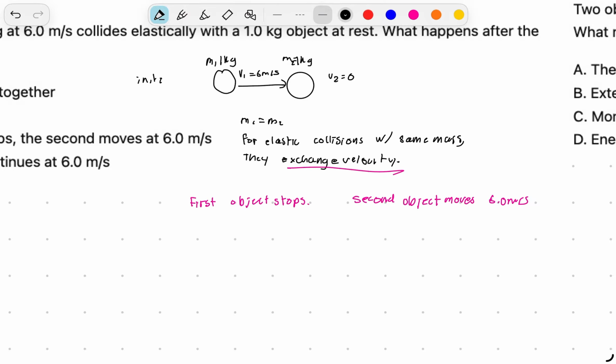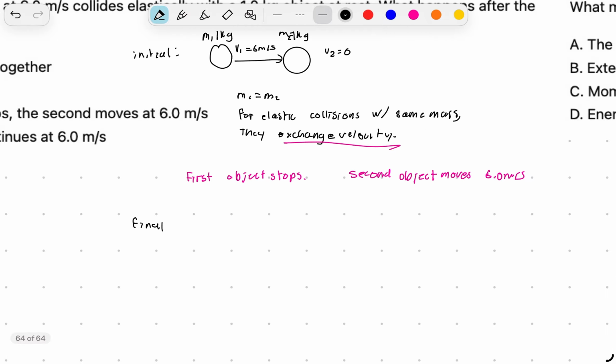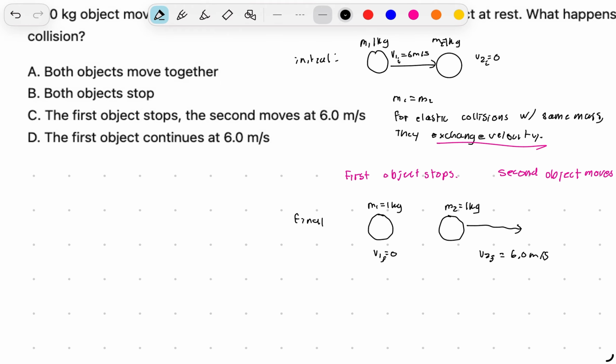This is your initial state. And then your final is going to be reverse of this. So this is m1. Now m1 is going to have a velocity of 0, and then your m2 is going to have a velocity, we'll label this final and this is initial, equal to 6.0 meters per second. So they swapped. Your answer is C.